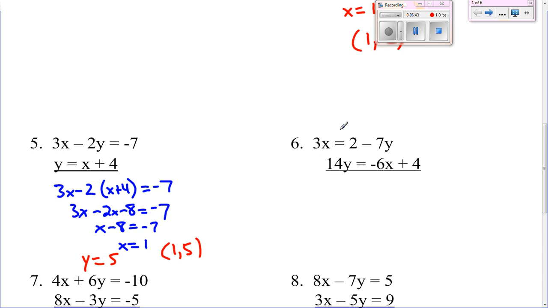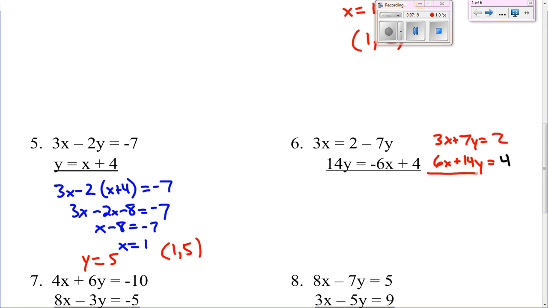Number 6. Now see how you have 3x, and if you divide by the 3, it stays ugly over here. And it'd be the same thing if you divided by 14, it stays ugly over here. So what I would actually do is get my 7y over to here. 3x plus 7y equals 2. Then add my 6x over, and I have 6x plus 14y equals 4.